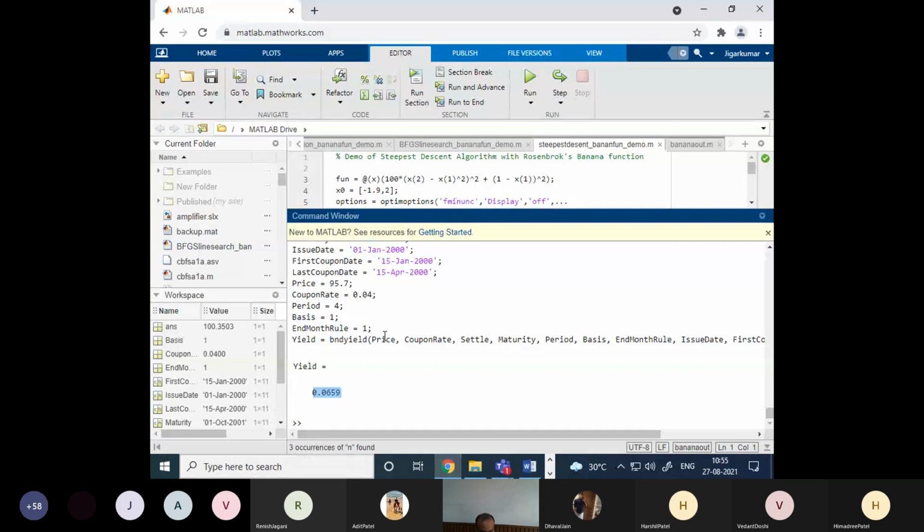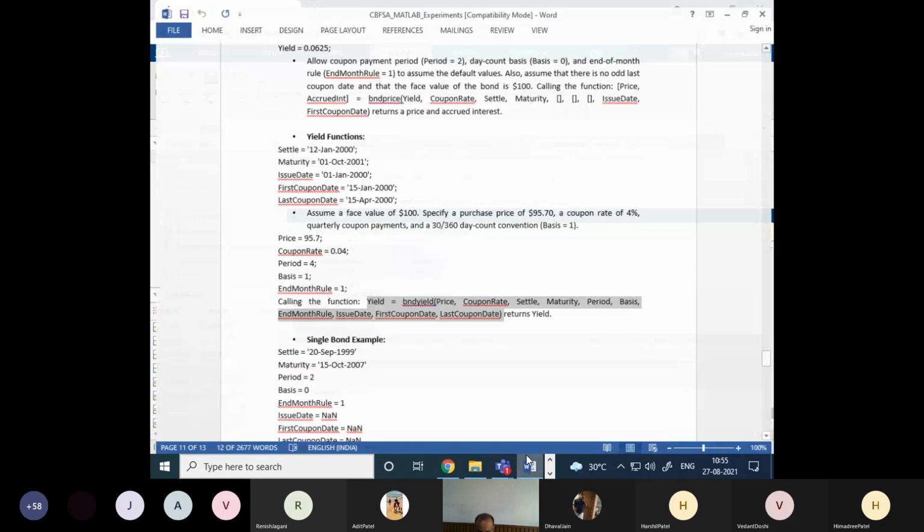The theoretical calculation, we have seen simple calculations in the theory class. So you can recollect and correlate with it. I hope this is clear. So this is a single bond example.